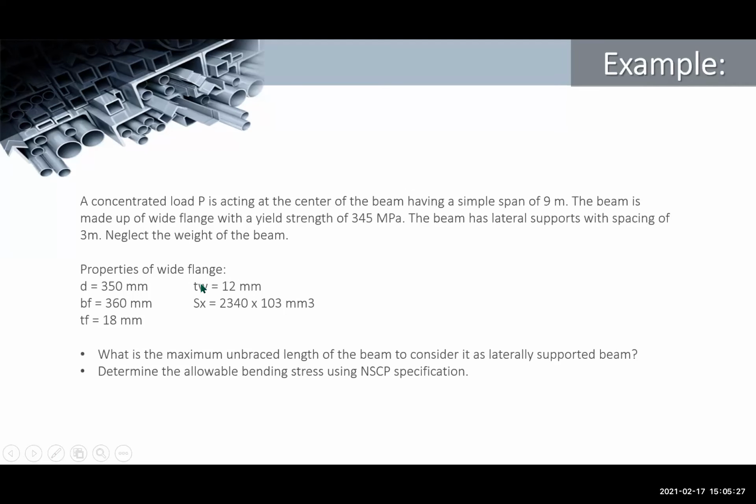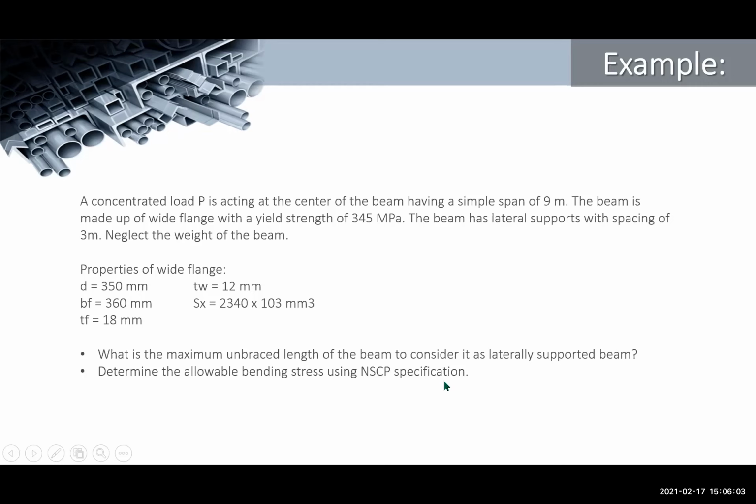Yan. So, let's have this example. A concentrated load P is acting at the center of the beam, having a simple span of 9 meters. The beam is made up of wide flange with yield strength of 345. The beam has lateral supports with spacing 3 meters. Neglect the weight of the beam. So yan, what is the maximum unbraced length of the beam to consider it as laterally supported beam? Determine the allowable bending stress using NSCP specification.